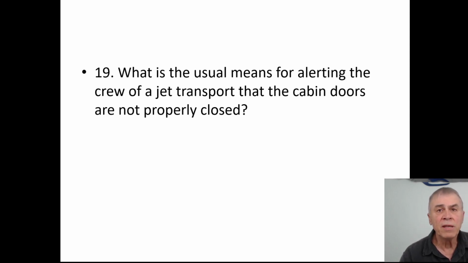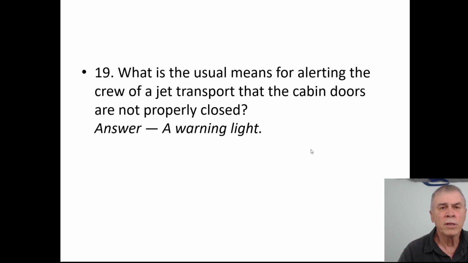What is the usual means for alerting the crew of a jet transport that the cabin doors are not properly closed? That's going to be usually a light. If it's cabin doors, it's probably going to be a red light. And maybe an aural sound, perhaps. I doubt it. I think the cabin doors would just be lights. A warning light.